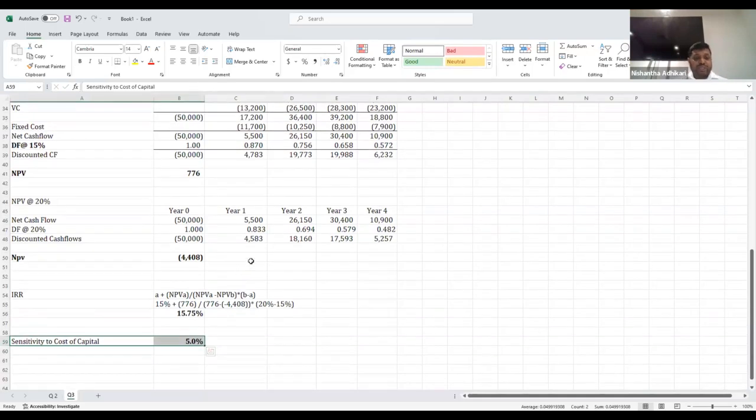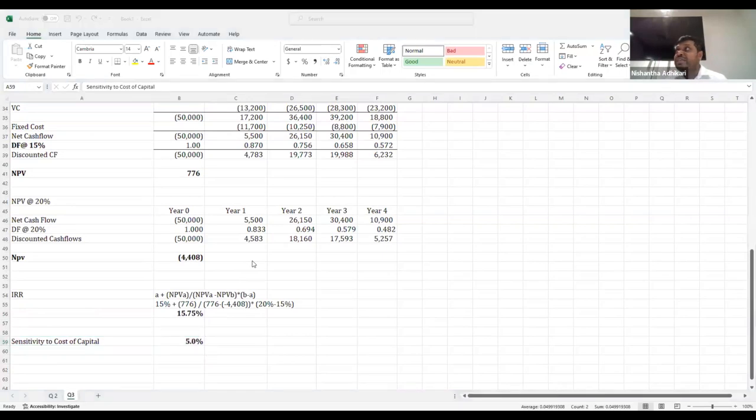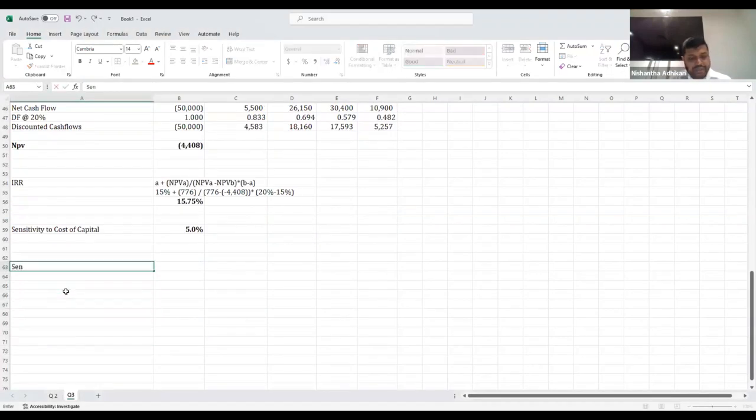Next one is sensitivity to the contribution. Contribution is selling price minus variable cost. Now look at the present value of variable contribution; you have to work it out. How to calculate sensitivity to contribution? It will be NPV divided by present value of contribution, as a percentage, multiplied by 100.